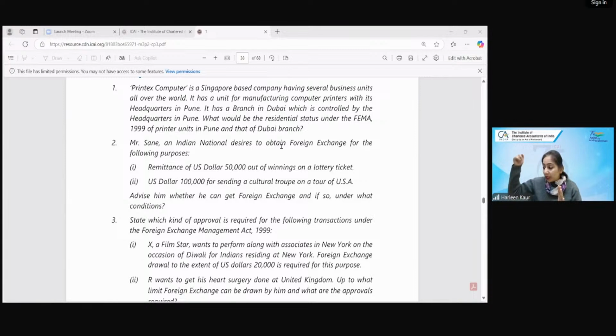Now, if I want to pay to the agent who has sold my flat, can I pay them the commission? So it says per transaction, 30,000 USD you can pay the commission. No approval is required. But beyond that, if you want to pay the commission, then approval of RBI will be required. And this is particularly for the case of other than individual.